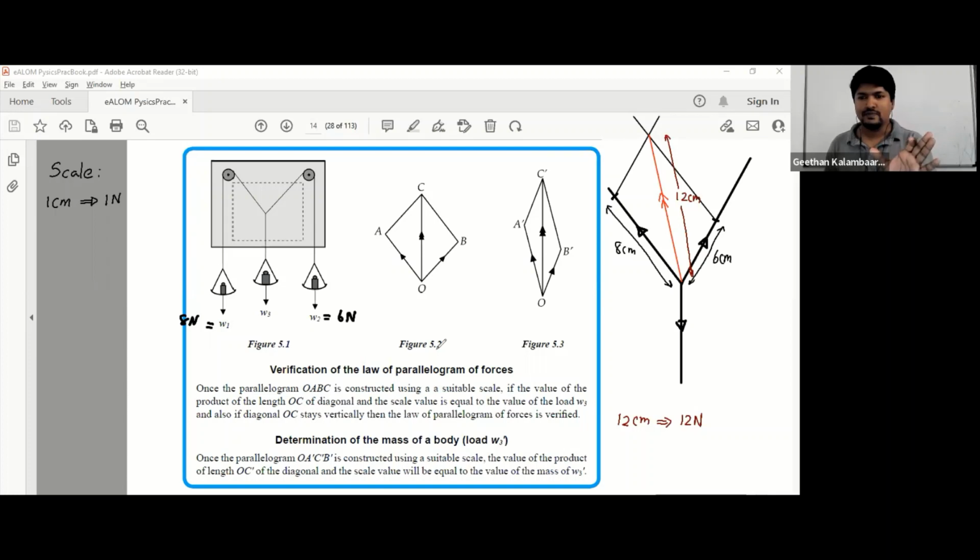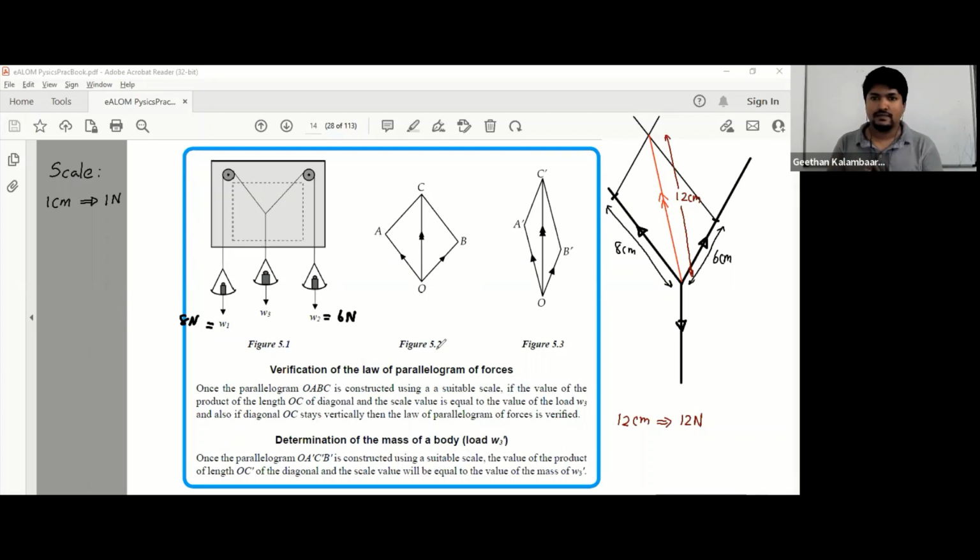You take two forces and you complete the parallelogram. You draw the diagonal and measure it, and you go back to the scale to figure out what that force is equal to, and it has to be directly opposite to W3. So we say the law of parallelogram of vectors is correct if the value denoted by the diagonal is equal to W3, as well as the diagonal is vertical. Then it's proved. So this is how we verify the law of parallelogram of vectors using this device.